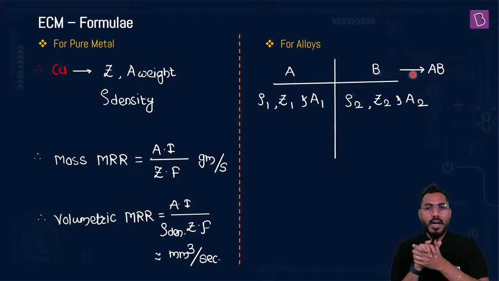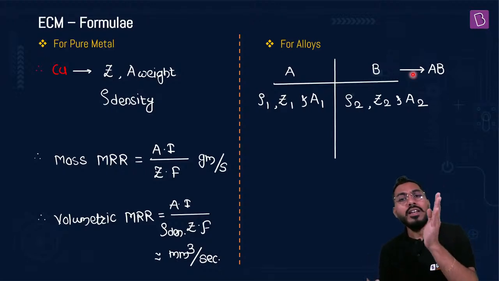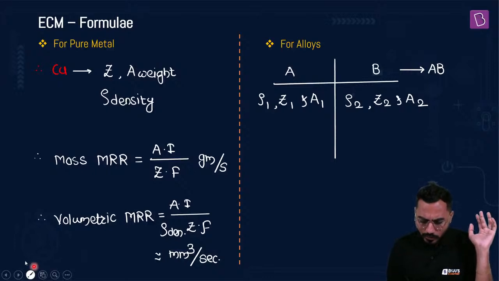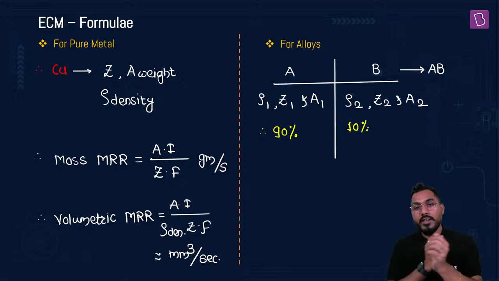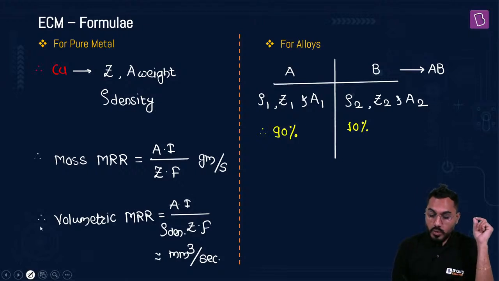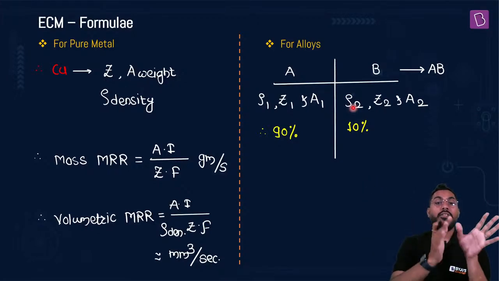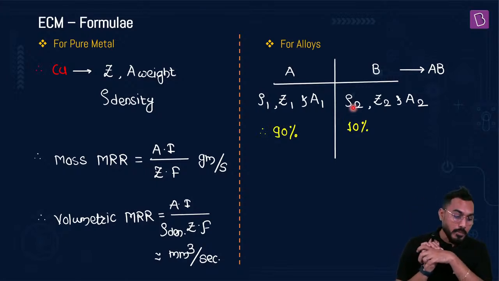It's very simple. Suppose in the alloy it is assumed that A material is 90% and B material is 10%. Hypothetical example: in the alloy, A is 90% and B is 10%. Then while calculating volumetric MRR or mass material removal rate, students say that we should take the average, that is density of A plus density of B divided by 2, and calculate mass material removal rate with that value. It is absolutely wrong. Is it accepted, everyone?